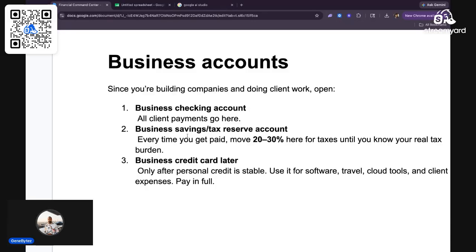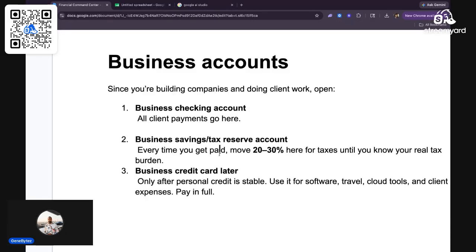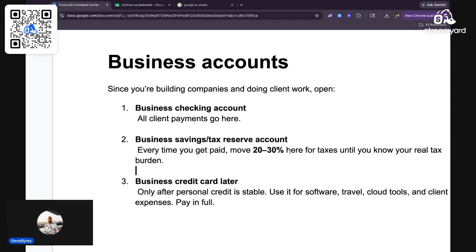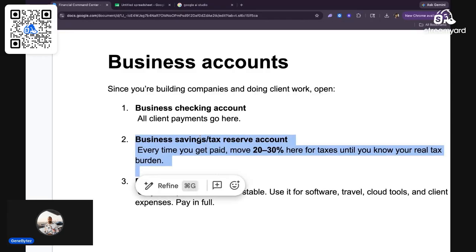Now, the main point number two, let me space these out so they're a little more readable, is you want to make sure you have a business savings slash tax reserve account. Every business owner needs a tax reserve. When you get paid, you move a percentage immediately. A simple rule is 20% if you're conservative, 25% if you want a stronger buffer, 30% if your income is inconsistent or you're not sure. This money is not yours to use, it belongs to future taxes.